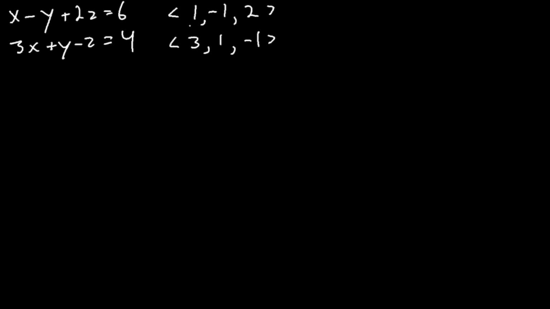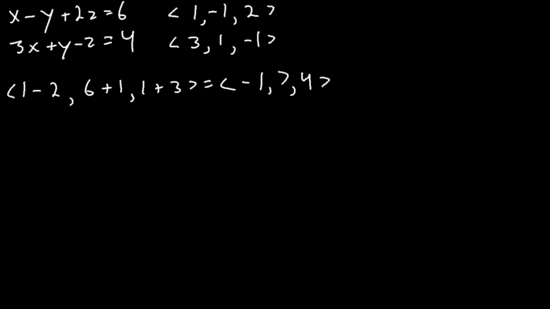So the normal vector, let's calculate it, is 1 minus 2, 6 plus 1, and 1 plus 3. And if you simplify everything, all you get is -1, 7, and 4. So this is our vector that is parallel to the line that intersects these 2 planes. Now we just find a point.